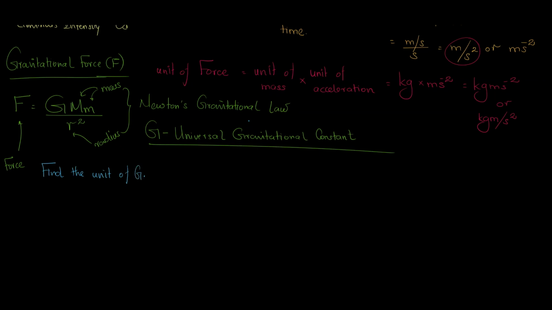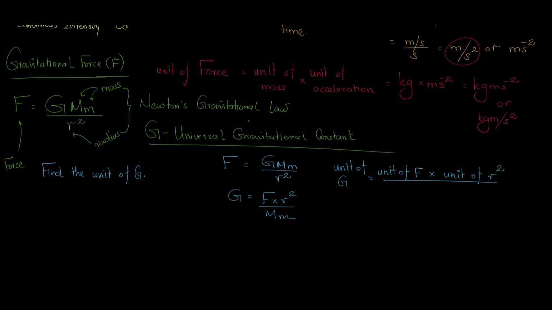So we have this equation. This equation is given to us. In order to find the unit of G, we want to find what G is. So we can rearrange this equation. This equation is F equals G capital M small m over r squared. If I rearrange this equation such that G is the subject, I'm going to have F r squared over capital M small m. Now that I know the equation for G, I can use that and find the unit of G is equal to the unit of force multiplied by the unit of r squared divided by the unit of capital M times the unit of small m, right?